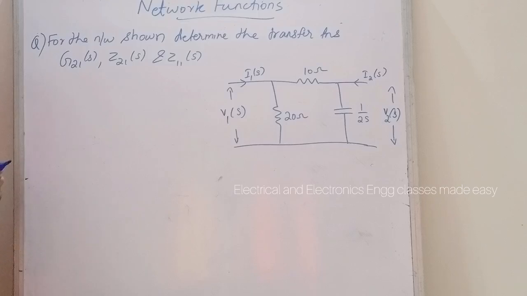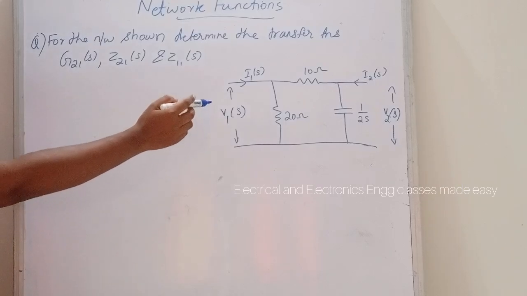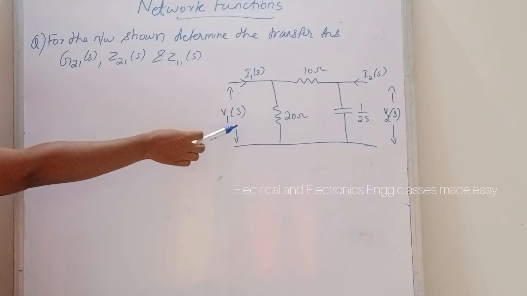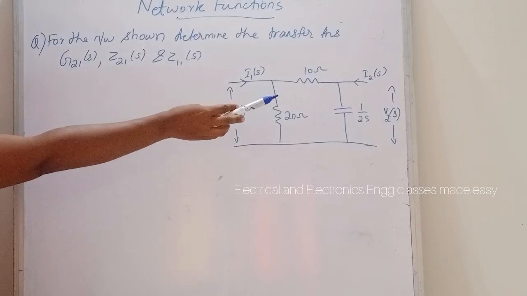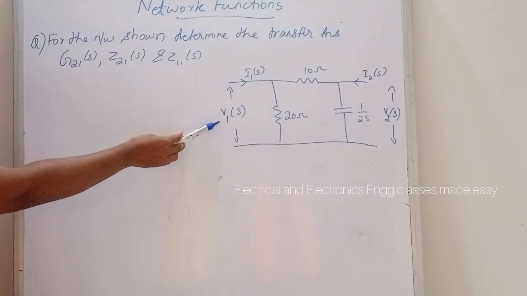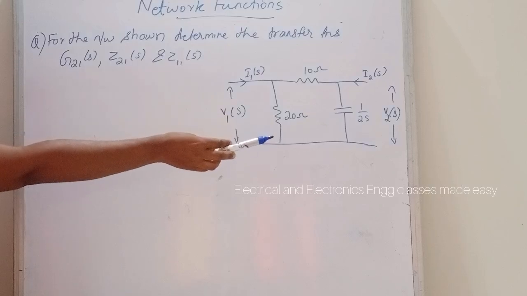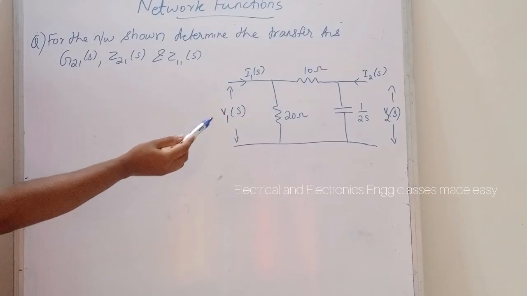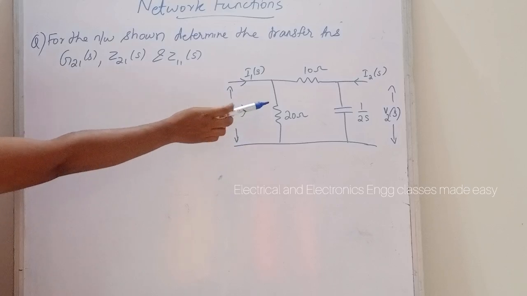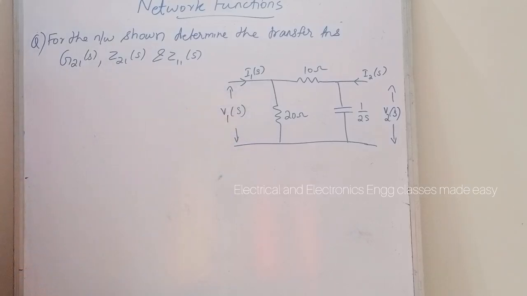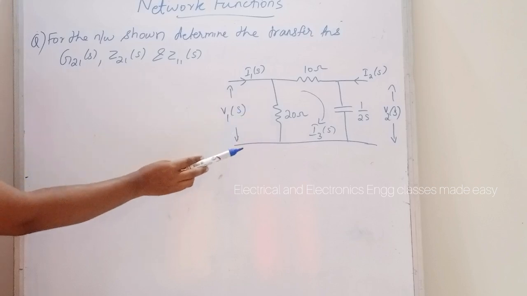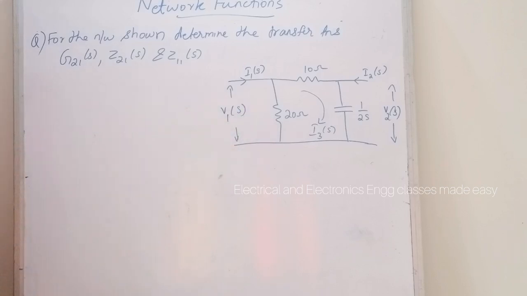So here there are three loops. So consider this as first loop, then second loop and third loop. So here V1(s), I1(s), V2(s), I2(s) are given. So let the current in the second loop be I3(s). So consider I3(s) as the current in the second loop.